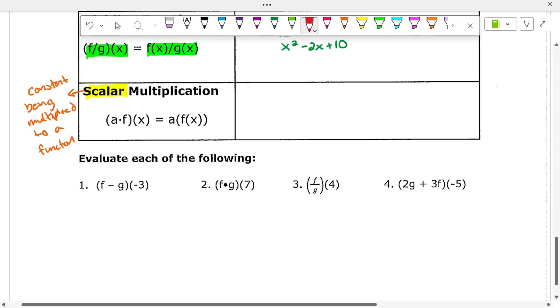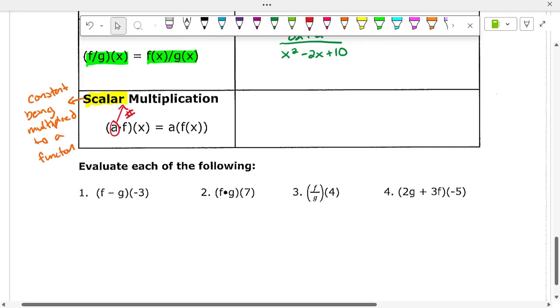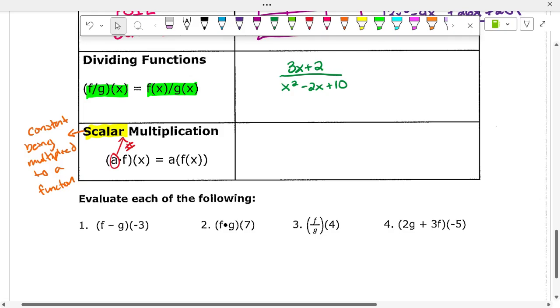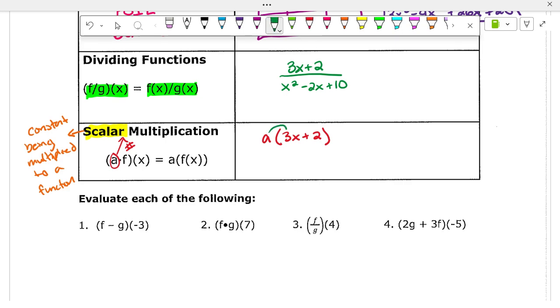So, for example, a in this case is the scalar, and that would be just a number. Now, if I multiply a to f of x, so a times 3x plus 2, all you would do is just distribute. So this would be 3ax plus 2a. And that would be all you do.